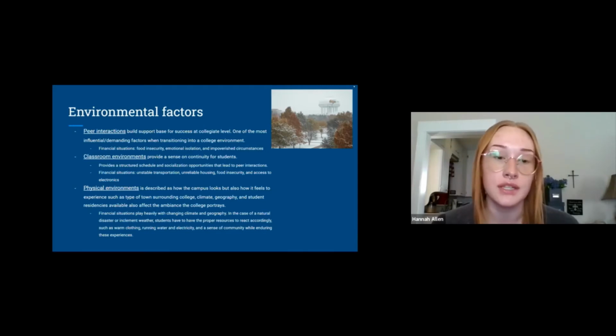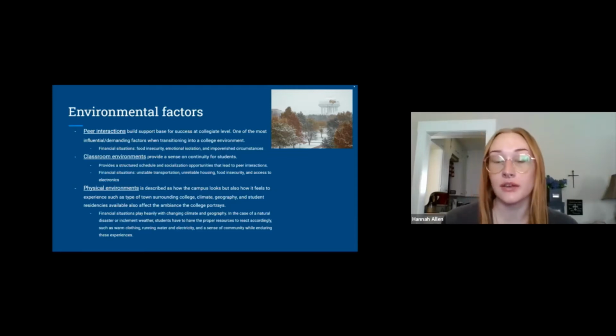The next one is classroom environments, and this provides a sense of continuity for students. It provides a structured schedule and socialization opportunities that lead to those peer interactions. The financial situations that play into the classroom environment can be unstable transportation, unreliable housing, food insecurity, and access to electronics. The last one is physical environments.